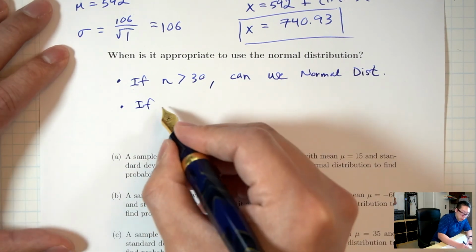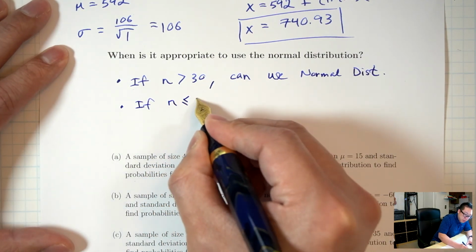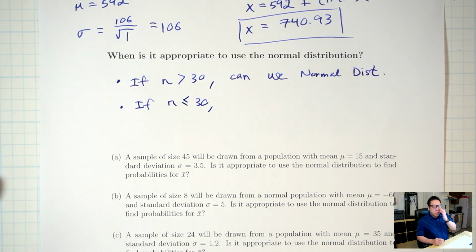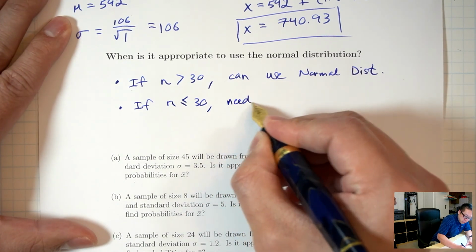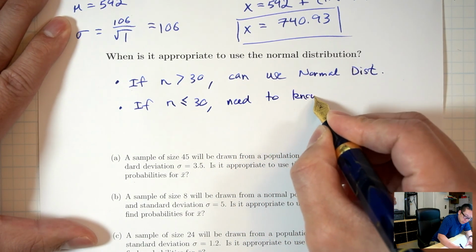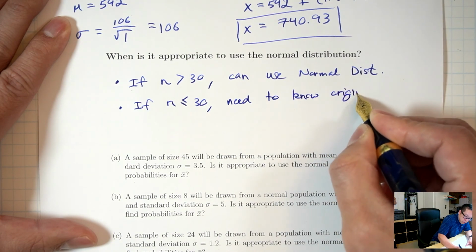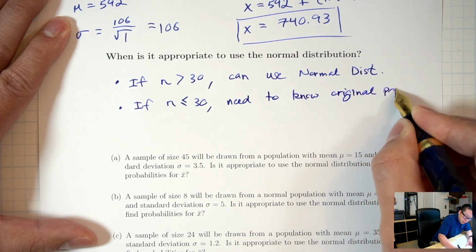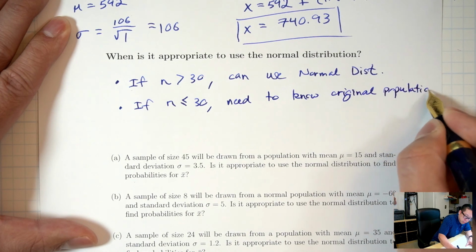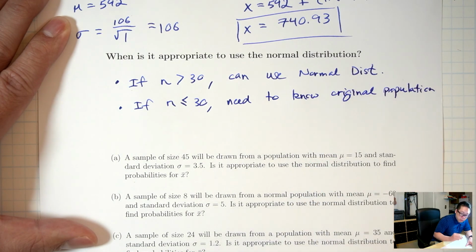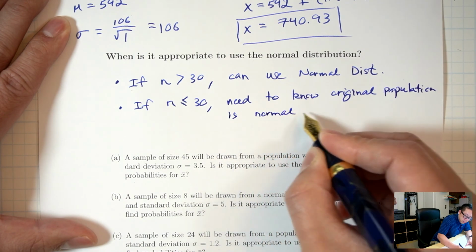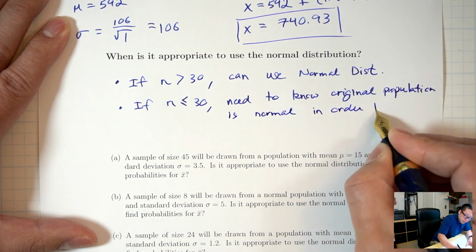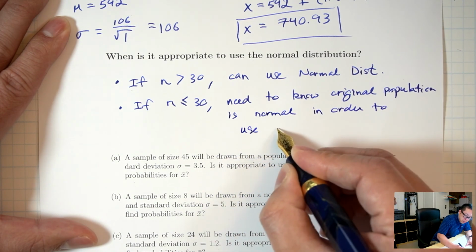If your sample size is small, which is less than or equal to 30, then you will need to know that the original population is normal in order to use the normal distribution.